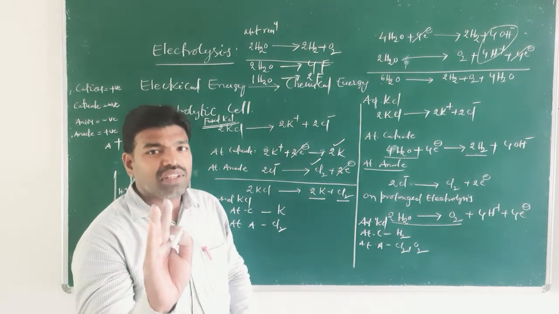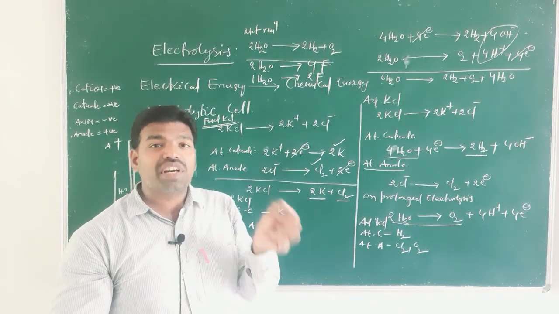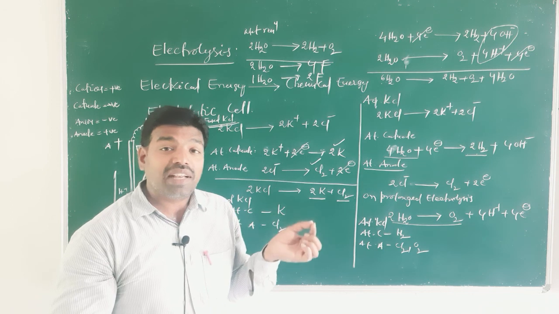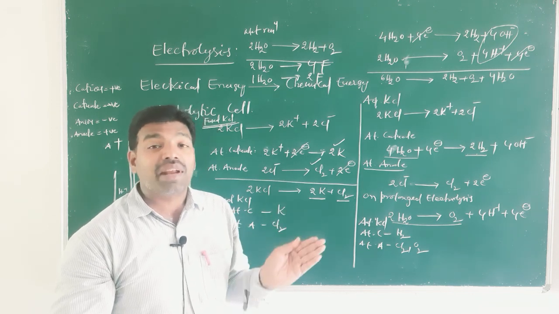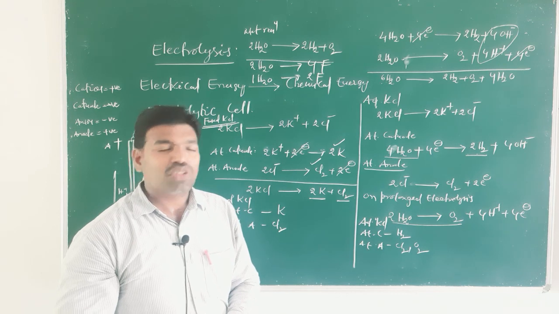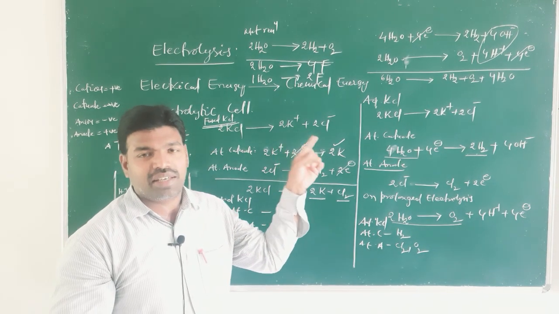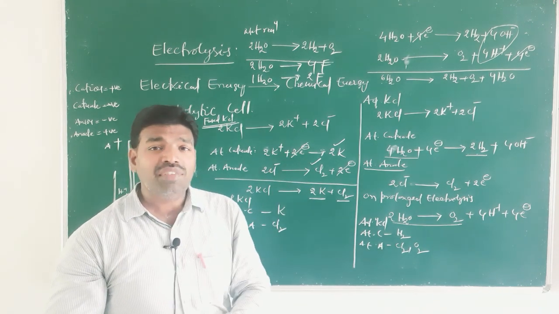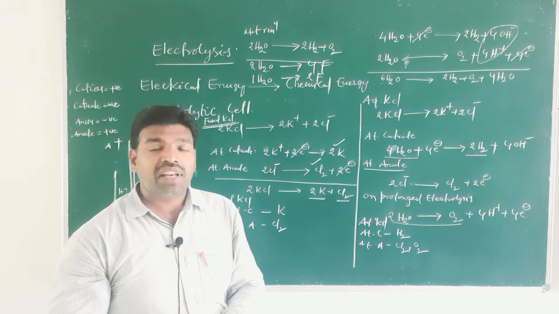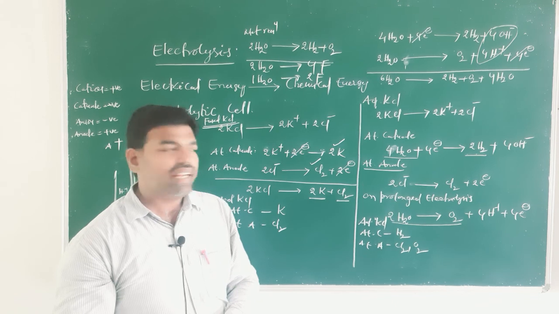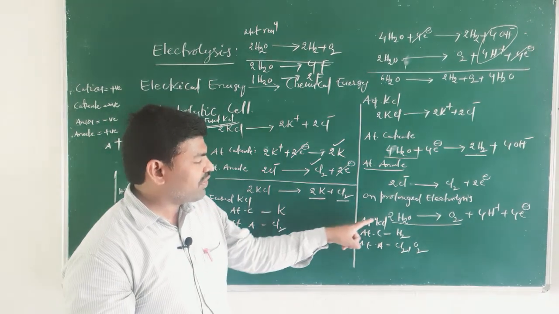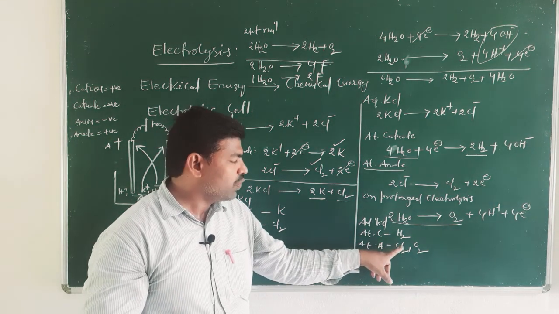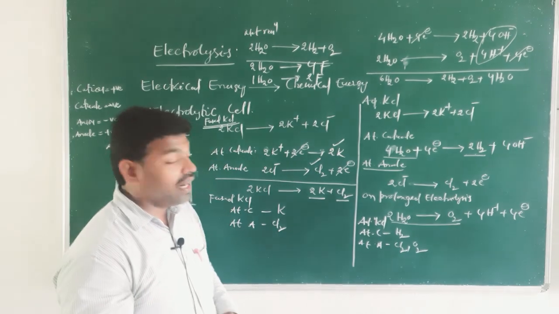That is because if the metal is more reactive than hydrogen, then hydrogen is liberated at cathode. If the metal is less reactive than hydrogen, then the metal is deposited, right? You will understand that concept more effectively when we learn about the electrochemical series. So the electrolysis of aqueous KCl gives hydrogen gas at cathode, and at anode we get chlorine gas and oxygen gas.